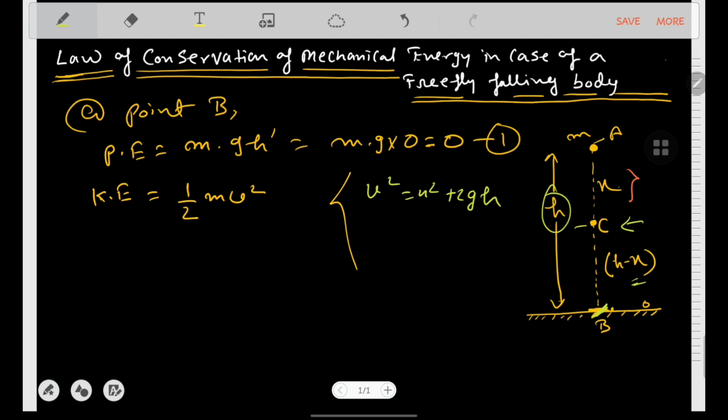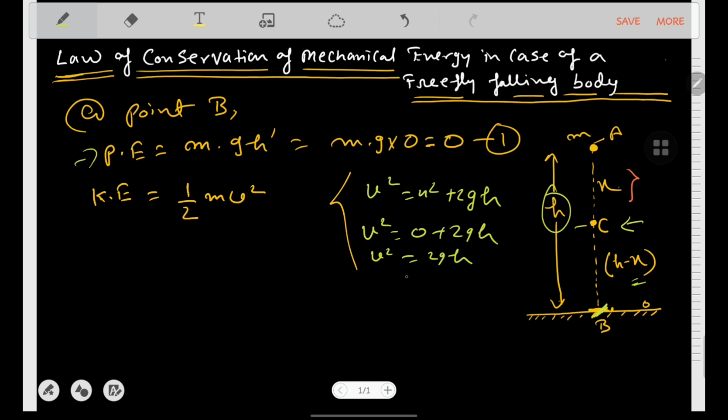It's not valid for point C or A. That time the condition was different. But right now at point B, the object has covered total distance h from the top, and the remaining height is 0. That's why the P is 0 here. But the K depends upon the total height covered, that is h. And u we know already is 0, the initial velocity at point A, just because at point A it was at rest. So v square will be equal to 0 plus 2gh. So v square equals 2gh, that we can write.